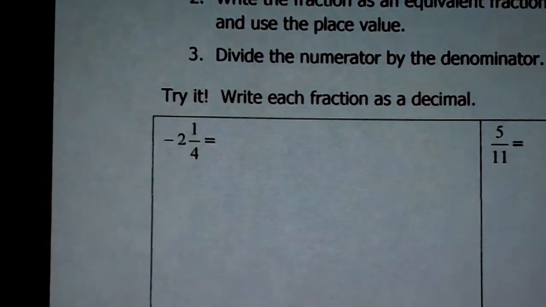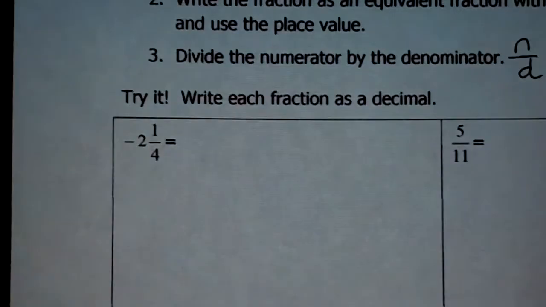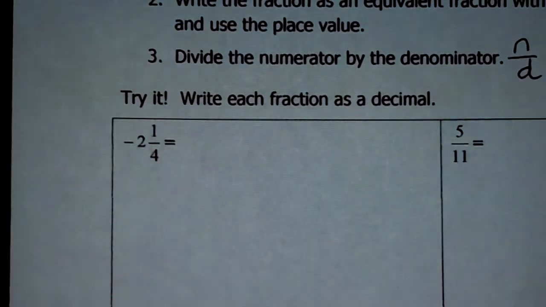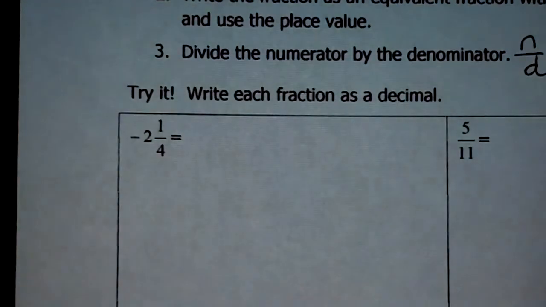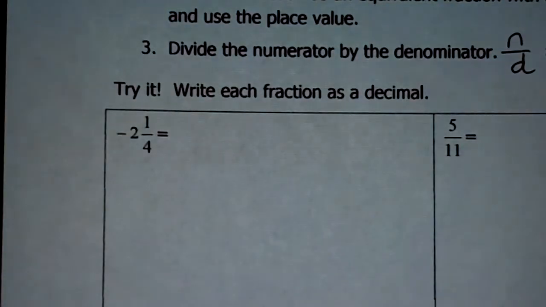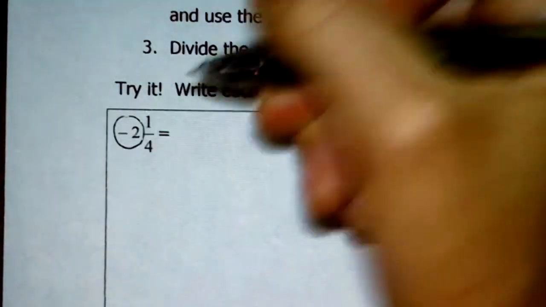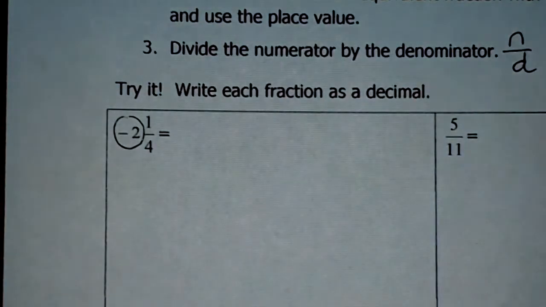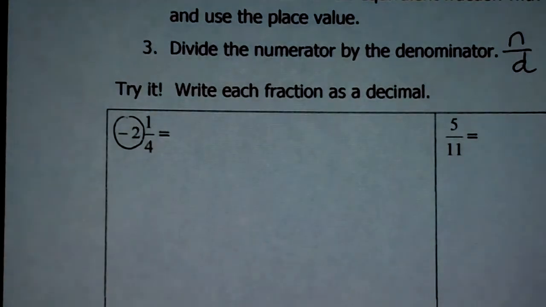Okay, so we've got 4 of these. Let's knock them out. Write each fraction as a decimal. So I see negative 2 and 1/4. This whole number out here, remember when we were doing the opposite and writing decimals as fractions, the digits that were to the left of the decimal point were the whole number and we wrote it down?